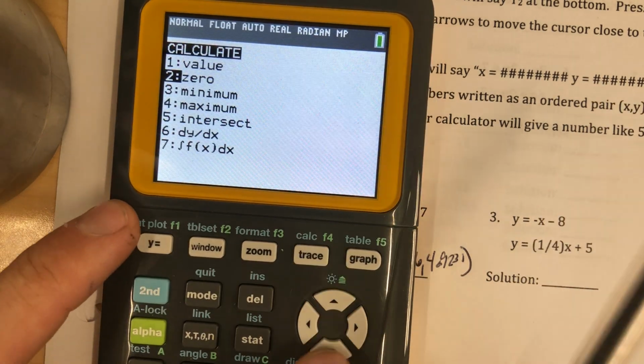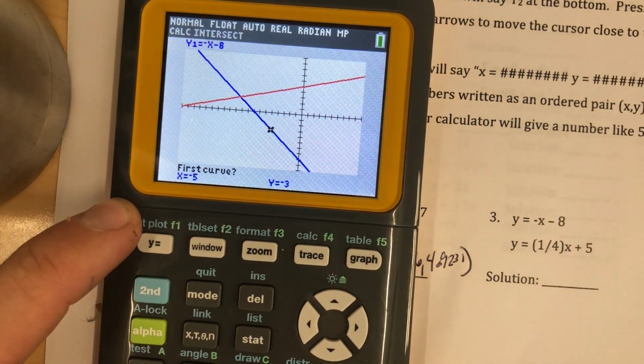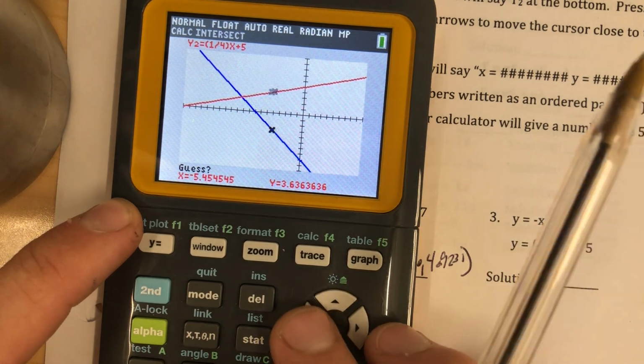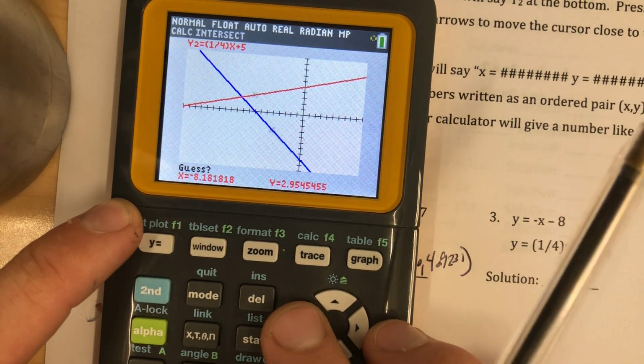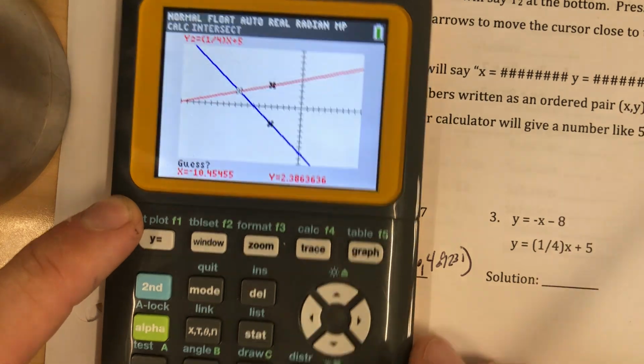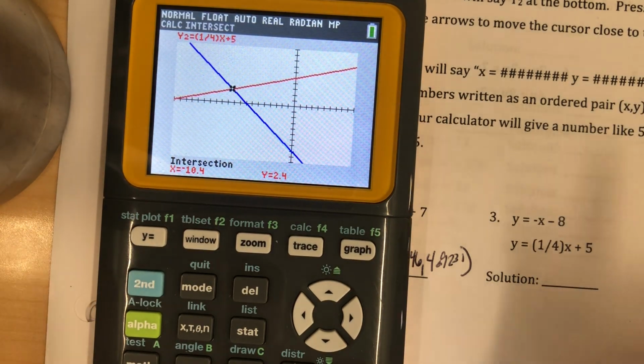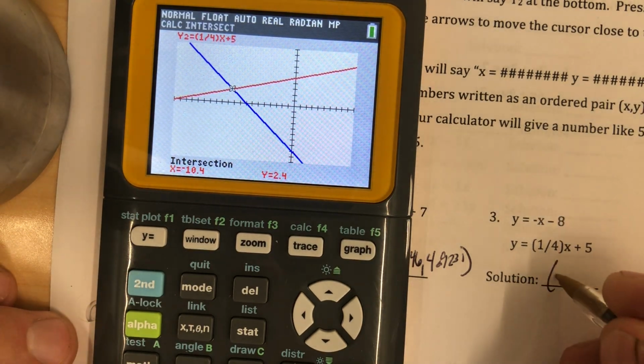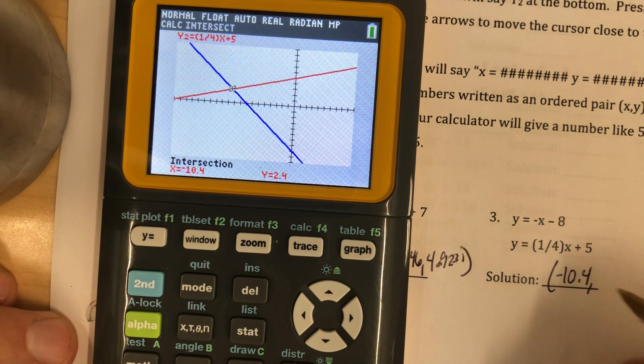Let's hit second trace, go down to intersect, hit enter. First curve, second curve, enter, enter. And then we'll move to the guesstimation spot and hit enter one more time. We get a nice answer there of negative 10.4, comma, 2.4. If you want to turn those into fractions, that's fine. I'm happy if you leave them as decimals, though.